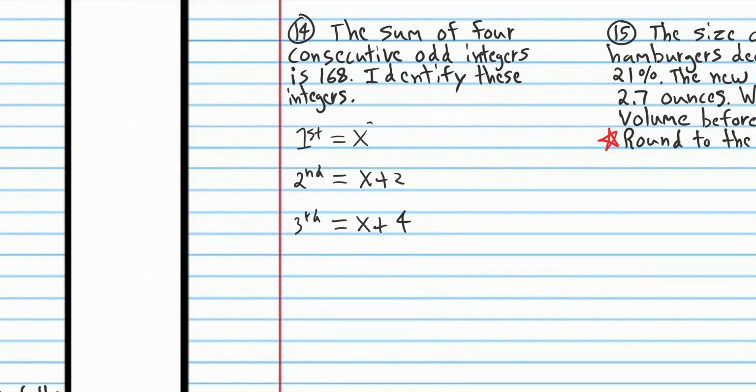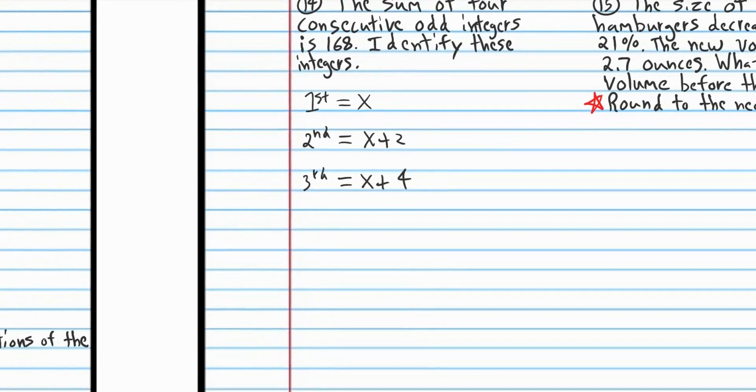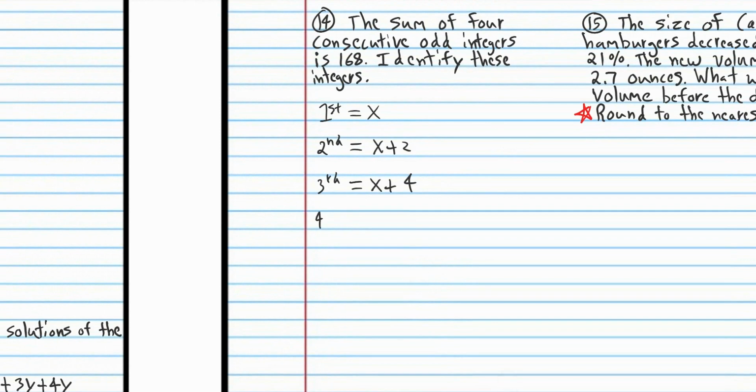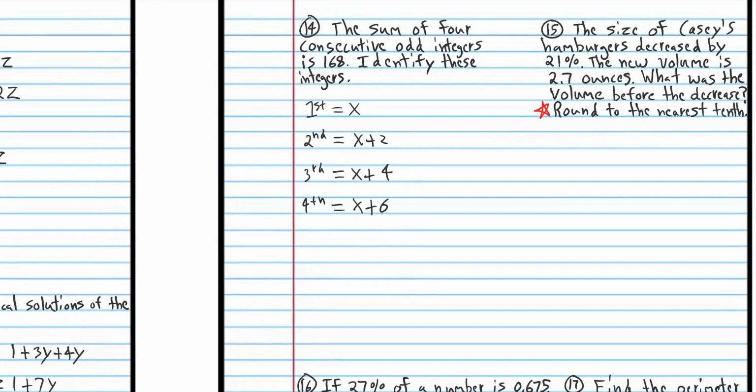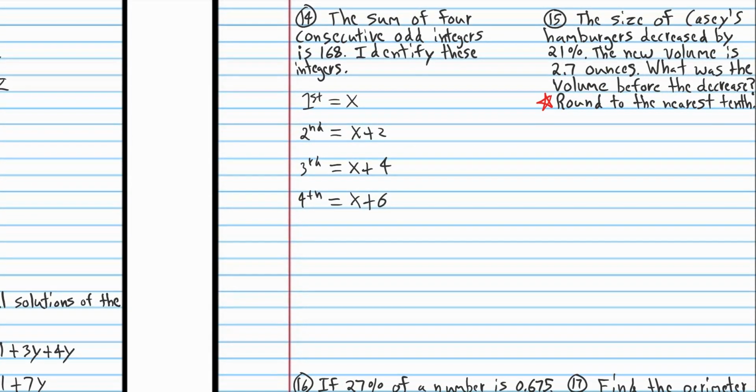So if we're going to let the first integer be x, you just add 2 to get the next odd integer, the next consecutive odd integer. All right, and then the fourth is going to be x plus 6. All right, so now we make an equation. So they tell us that the sum of all those numbers is 168. So we're going to go ahead and add those up. And this is where the algebra comes in. Add all those up and we get 168.